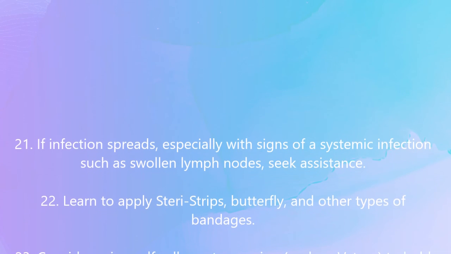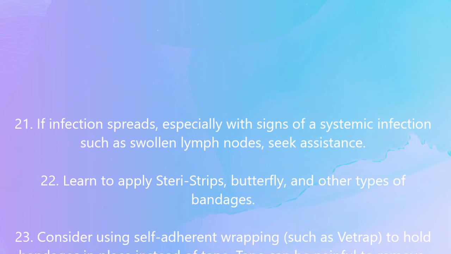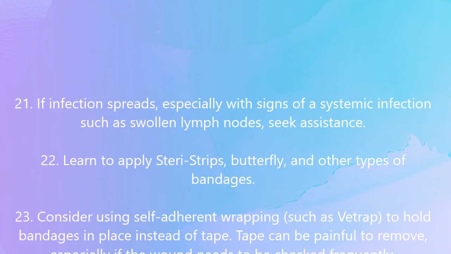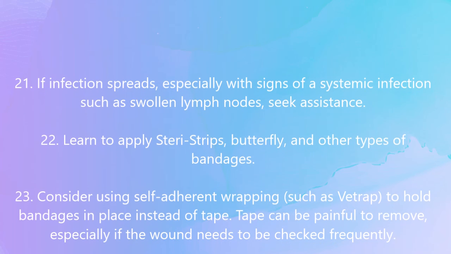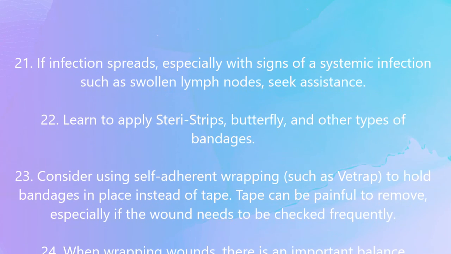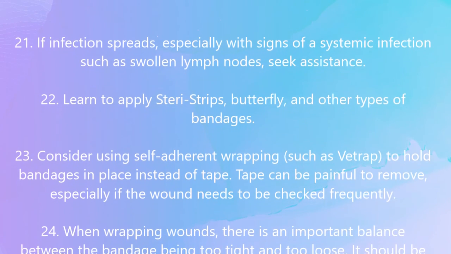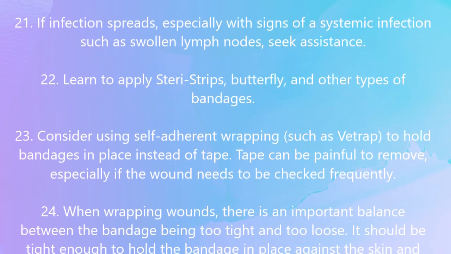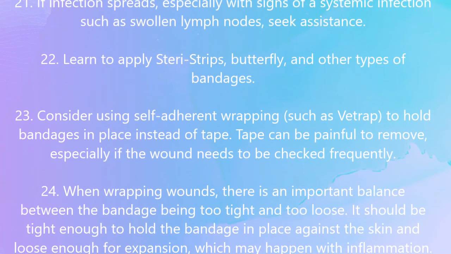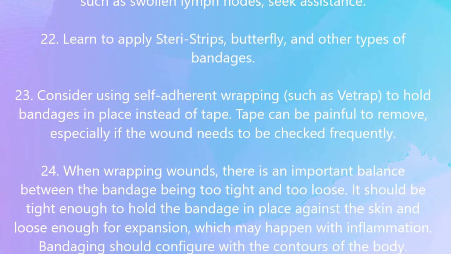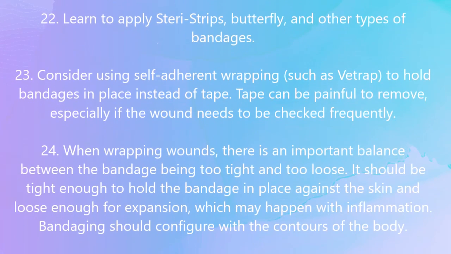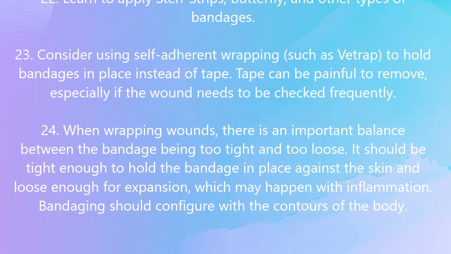Learn to apply steri strips, butterfly, or other types of bandages. Consider using self-adherent wrapping such as vet wrap to hold bandages in place instead of tape. Tape can be painful to remove, especially if the wound needs to be checked frequently.